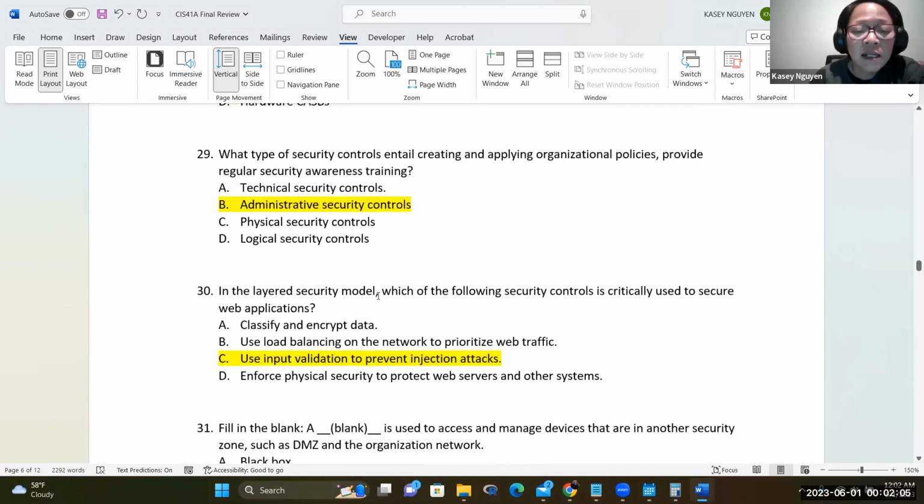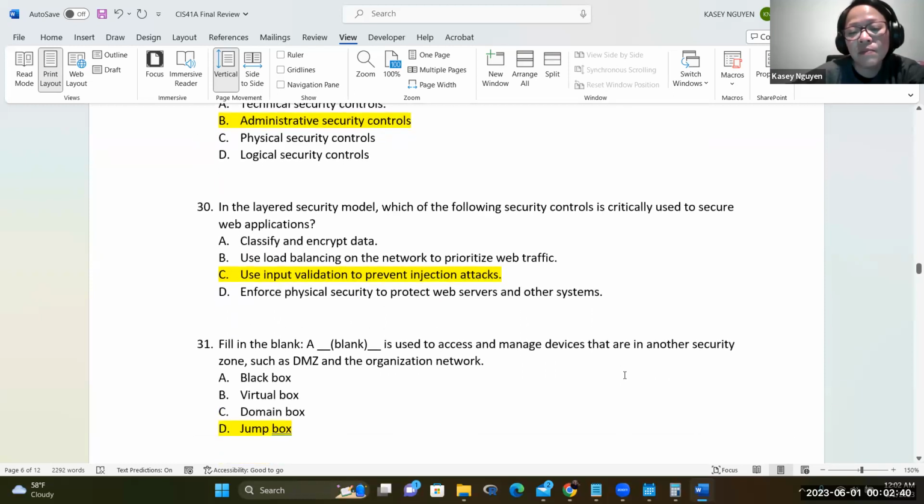30. In the layered security model, which of the following security controls is critically used to secure web applications? For a web application, we mostly focus on input validation to prevent injection attacks. And for the other areas, if you look at the other options, that's really for data privacy, network security, and physical security. So for web application security, a lot of the attention is put towards input validation for injection prevention.